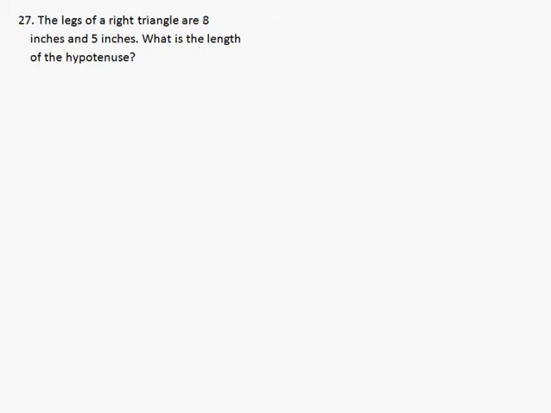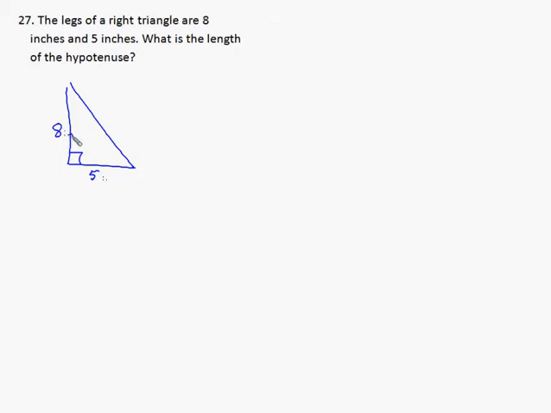We're going to look at 27 here, and then the next three, which I know my numbering really gets way off. The legs of a right triangle are 8 inches and 5 inches. What is the length of the hypotenuse? So I'll draw a quick sketch. A right angle with one of the legs being 8, and the other one is 5, and this is in inches. And we want to find the hypotenuse.